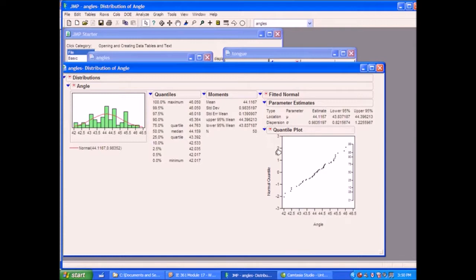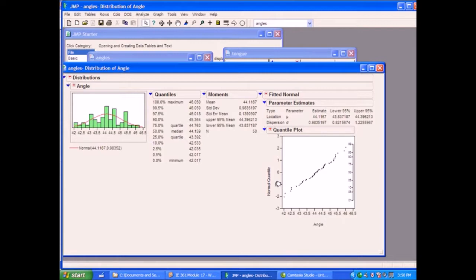Now, both that histogram and that very linear normal plot say to me that it probably does make sense to think of the angle to horizontal at which these holes get drilled as being normally distributed, at least measured versions of that as being normally distributed. And that's what we're going to do then.